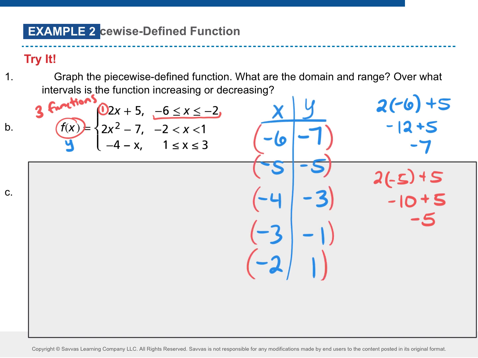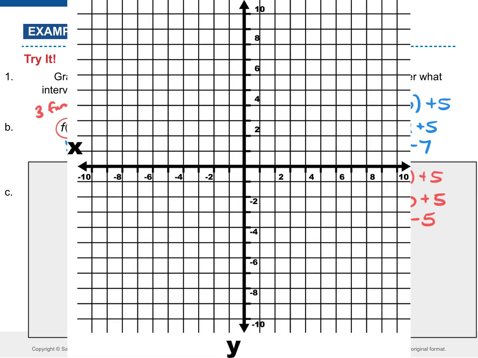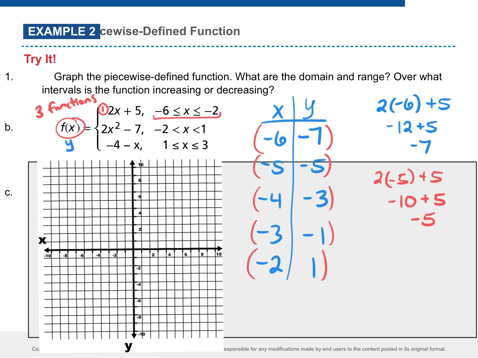Okay, so now I know your graph does not have all the points. You can go ahead and go off the graph just a little bit if you need to. I'm going to go ahead and make a coordinate plane up here so you can double check. So negative 6, negative 7, negative 5, negative 5, negative 4, negative 3, negative 3, negative 1, and negative 2, 1.